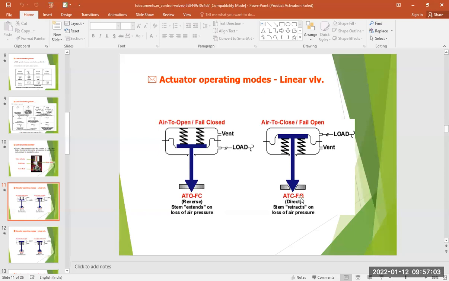Another one is ATCFO, that means air to close, fail open. Here you can see this is basically the vice versa system of air to open. Two springs are loaded here, the load is on the upper part, and the pneumatic air is attached in this tube, where air controls the closing of the valve. So this is one example of the linear operation of the actuator operating system. Okay, is it clear to all of you?